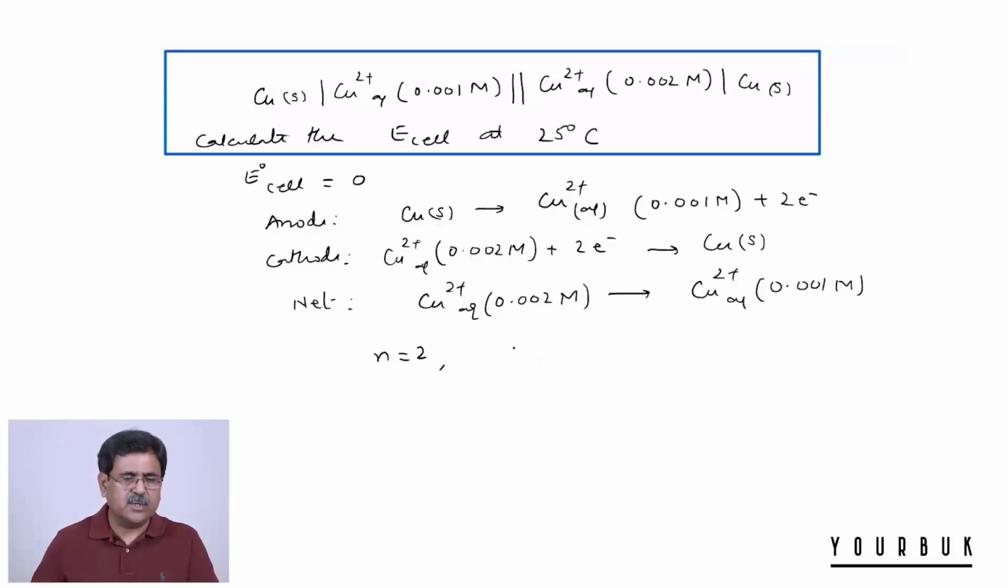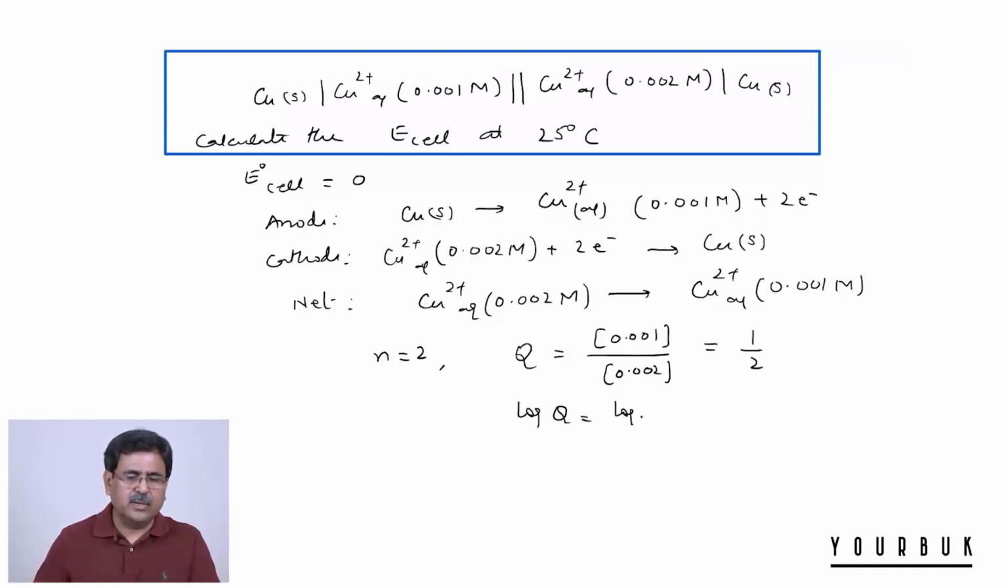And then we write the expression for Q. The Q expression has products in the numerator and the reactants in the denominator. And the Q comes out to be 1 by 2, and log Q is equal to log of 1 by 2, which is log 1 minus log 2, and log 1 is 0 and log 2 value is 0.30. So log Q in this case is equal to minus 0.30.